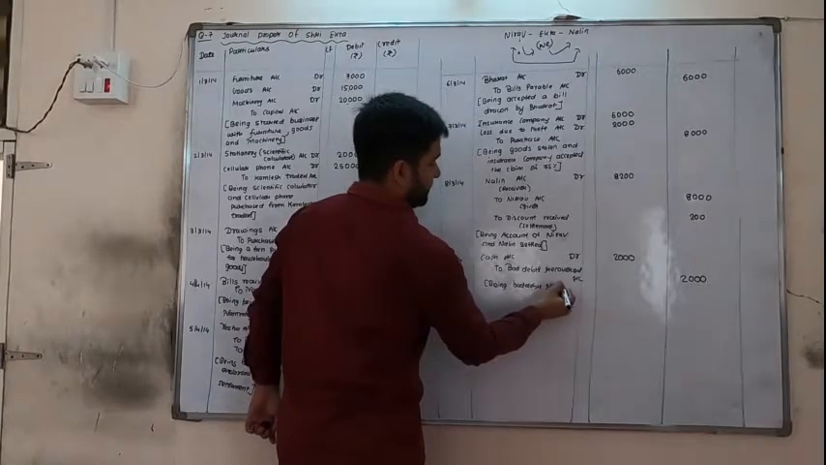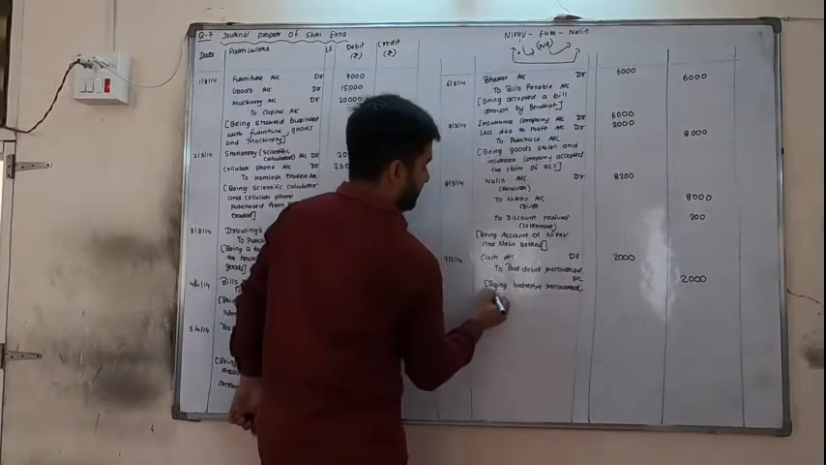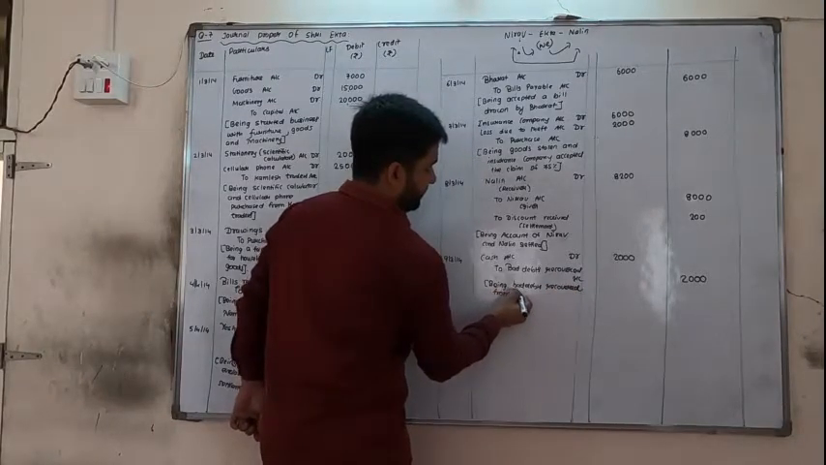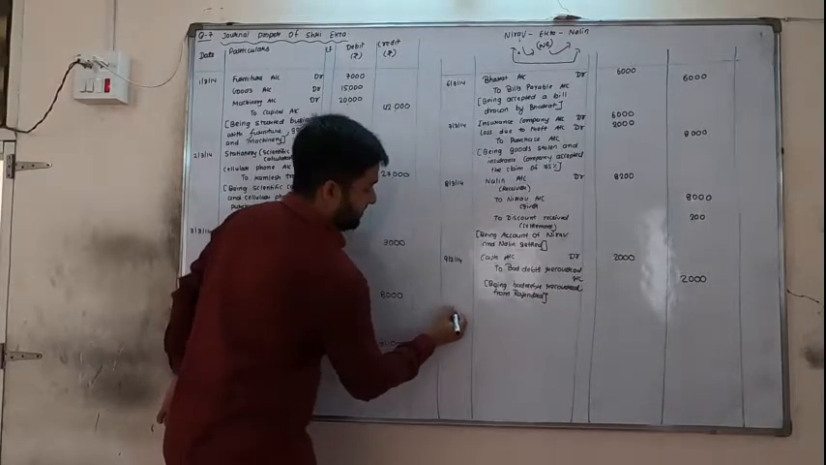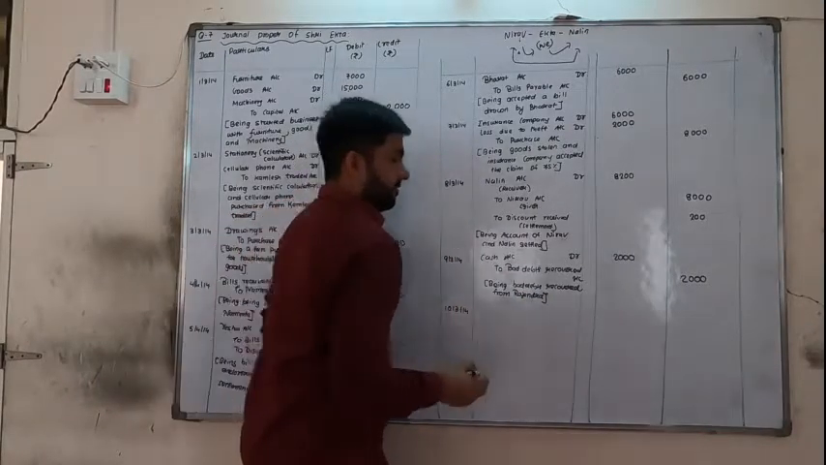Bad debts recovered from Rajendra. Last is 10,340.